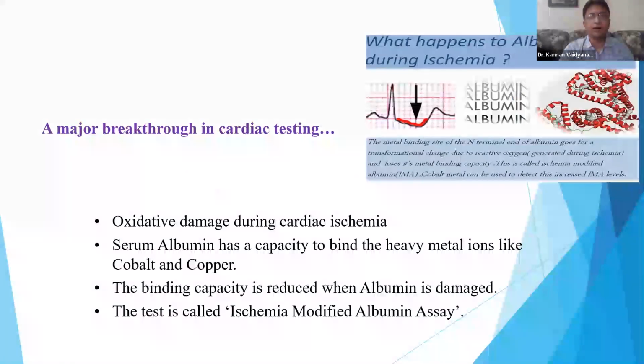Now, this particular marker, the IMA, has been a major breakthrough in cardiac testing as far as some reports say. The serum albumin has a capacity to bind heavy metals like cobalt and copper, and this binding capacity is reduced when albumin is damaged, and this test is used as the ischemia modified albumin assay. So it is suggested that when there is ischemia, the albumin is altered, and therefore this marker, the ischemia modified albumin assay, has been used as a major breakthrough for cardiac testing, but still again it is only in the experimental stages.